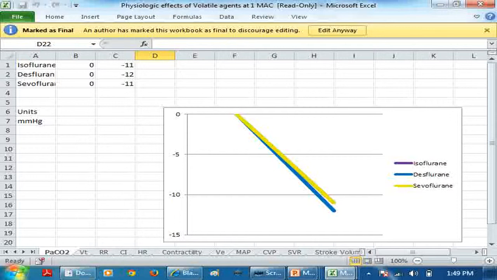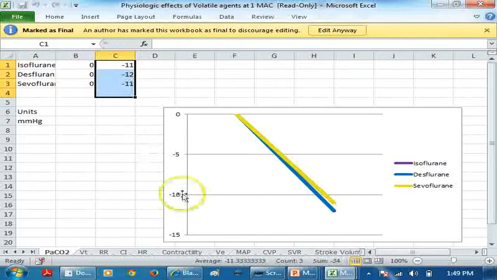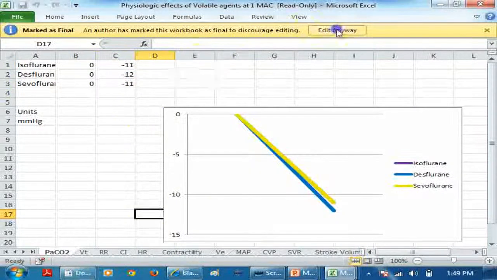So imagine, if you will, that this is plus 10, plus 15. In fact, I can't actually change that. If you hit edit at the top anyway, you can, sir.